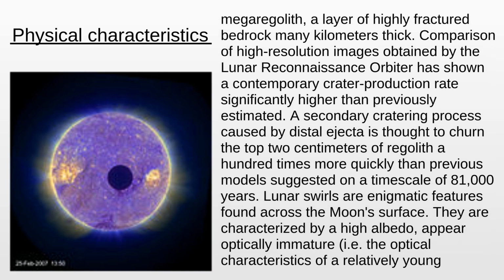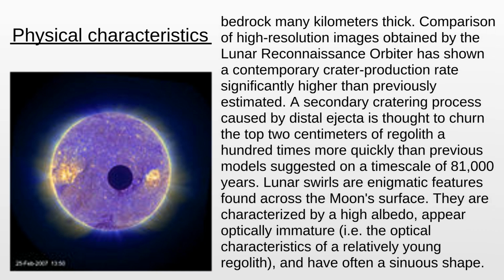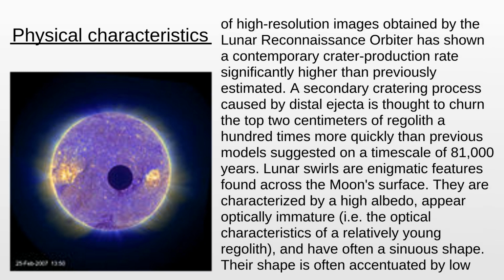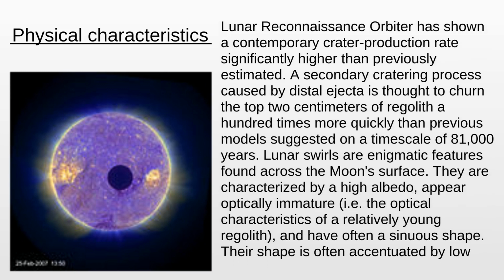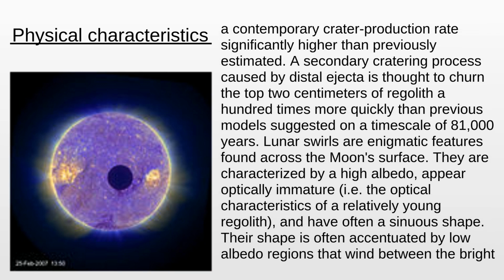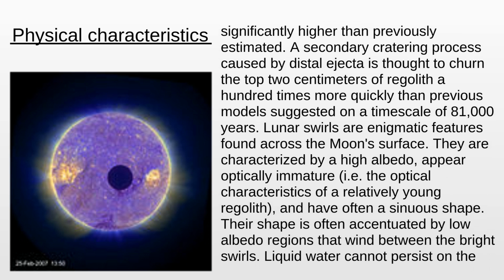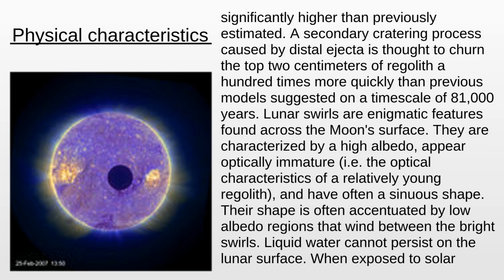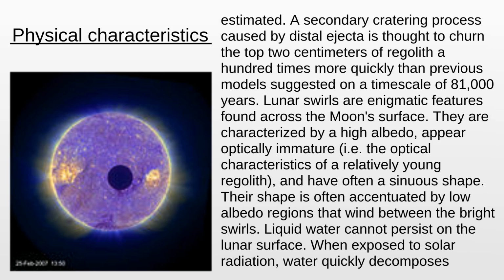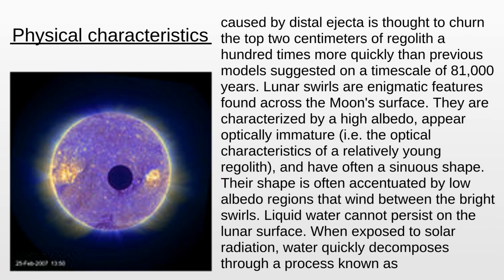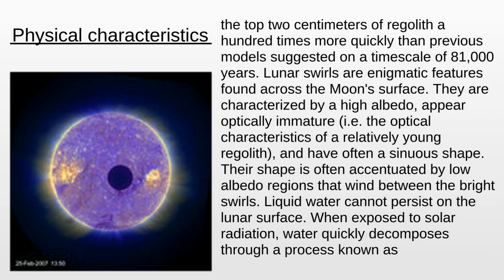Comparison of higher resolution images obtained by the Lunar Reconnaissance Orbiter has shown a contemporary crater production rate significantly higher than previously estimated. A secondary cratering process caused by distal ejecta is thought to churn the top 2 cm of regolith 100 times more quickly than previous models suggested, on a timescale of 81,000 years.